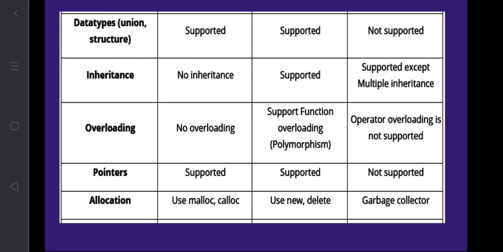So in case of C, there is no overloading, but C++ supports function overloading, which is called polymorphism, and in the case of Java, operator overloading is not supported. And about the pointers, C and C++ support the pointers, whereas Java does not support the pointer concept.